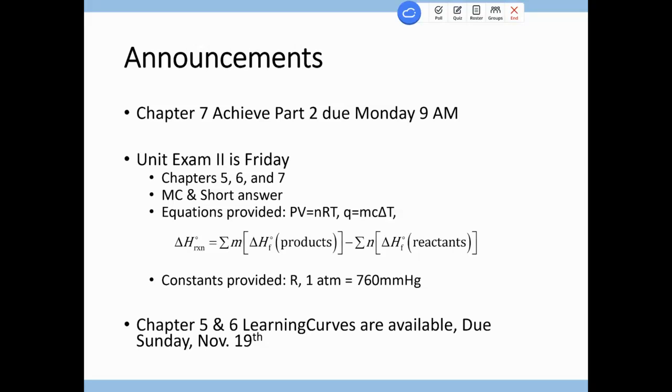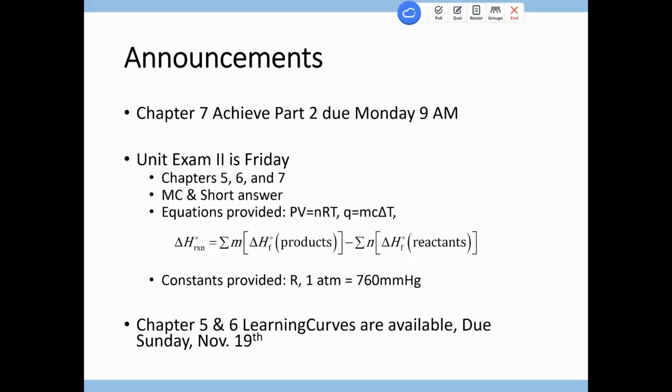You are provided R in both liters times atmosphere per mole times Kelvin, and in joule per mole times Kelvin. And you will have this conversion: 1 atmosphere is equal to 760 millimeters of mercury.